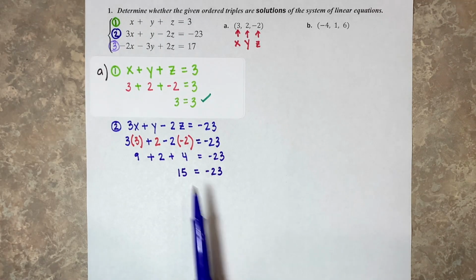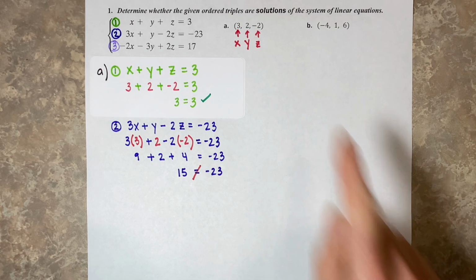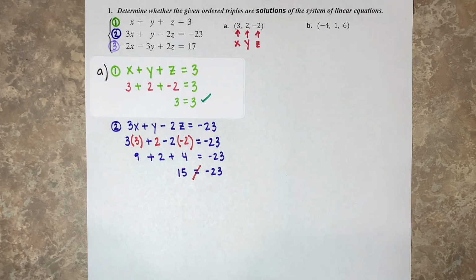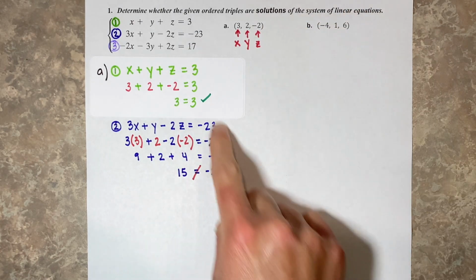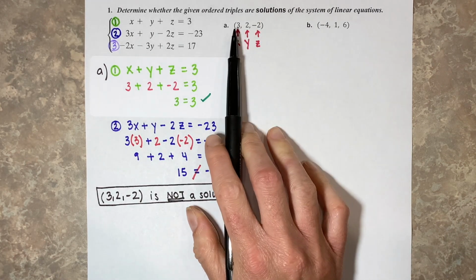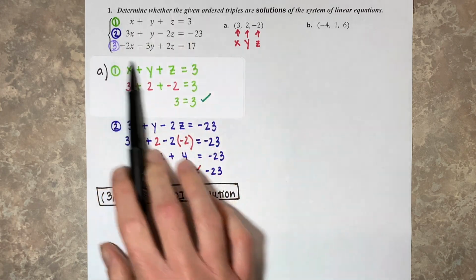We end up with the statement 15 is equal to -23. This is not a true statement. So we can stop here. We don't need to even bother plugging in this ordered triplet into equation 3, since we already see that this ordered triplet does not satisfy equation 2. So we can say that this ordered triplet, (3, 2, -2), is not a solution to this system of equations.